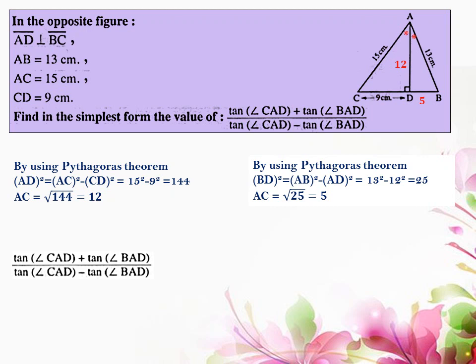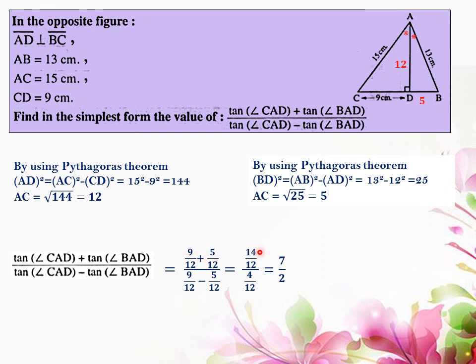Now let's find the required value. Tan of angle CAD is opposite over adjacent, 9 over 12, plus tan of BAD, in the right angle, opposite over adjacent, 5 over 12, over tan of CAD, which we found before, 9 over 12, minus tan of BAD, 5 over 12.